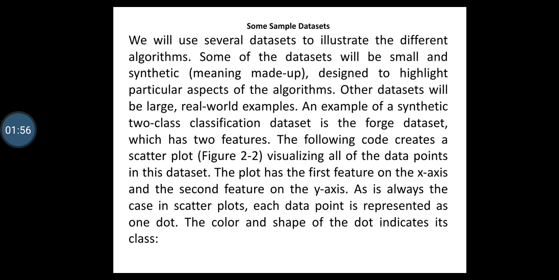Figure 2.2 visualizes all the data points in the dataset. The plot has the first feature on the x-axis and the second feature on the y-axis. As is always the case in scatter plots, each data point is represented as one dot. The color and the shape of the dot indicate its class.